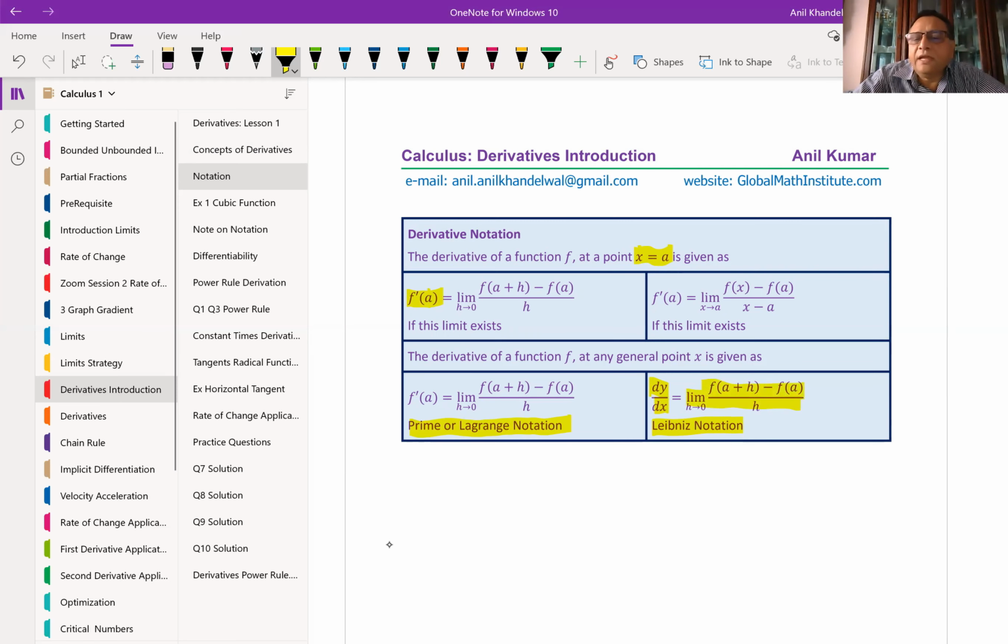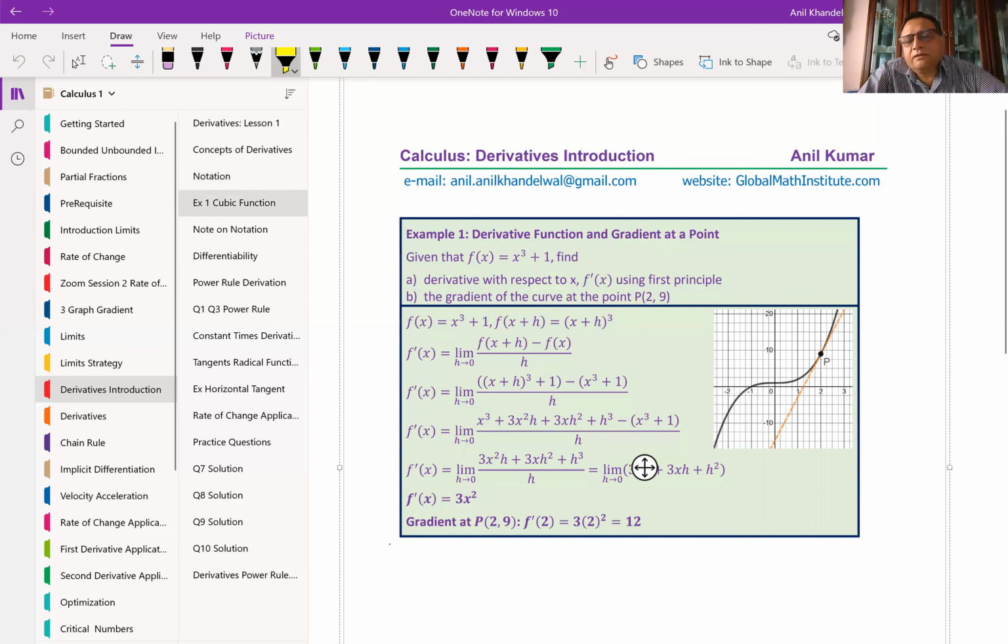Limit of f of a plus h minus f of a over h, where h approaches 0. So very, very close those two points are. With this, let's begin and see how it works. I've taken one example to illustrate how we are bridging the gap between what we know about gradients and what we are going to do in derivatives.